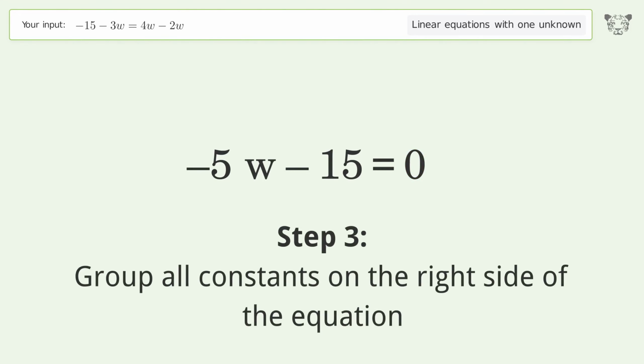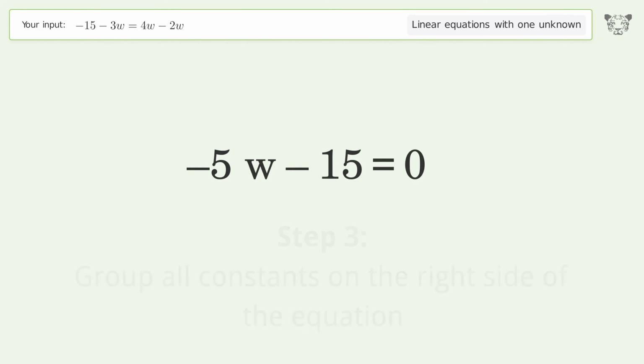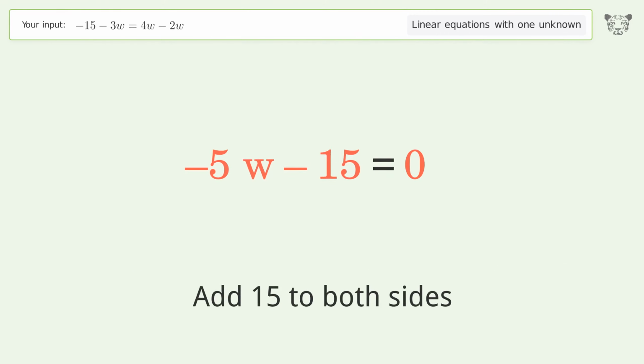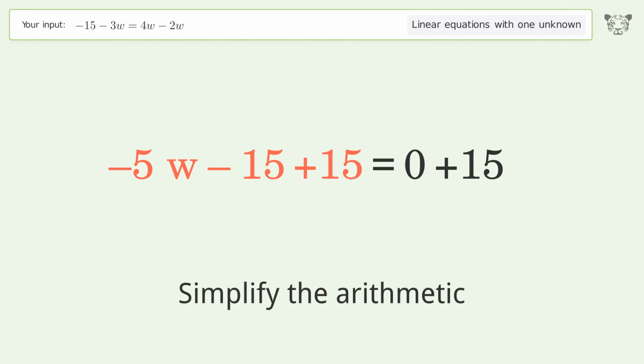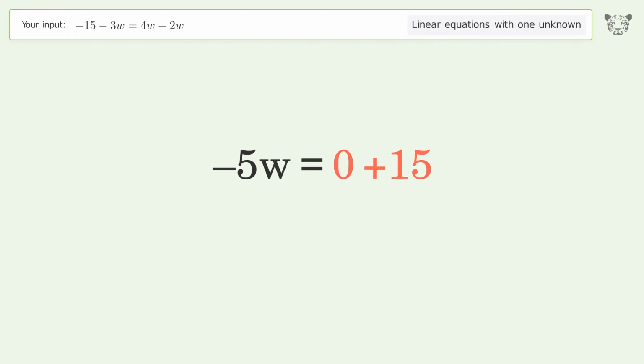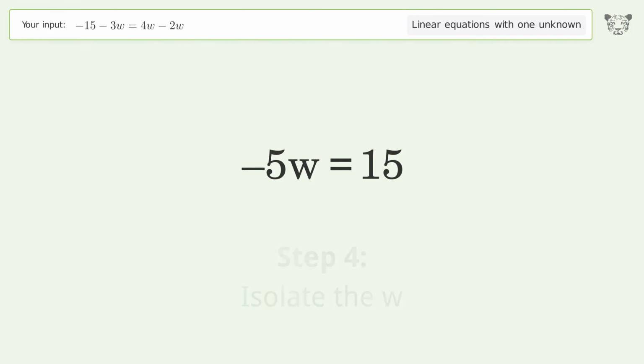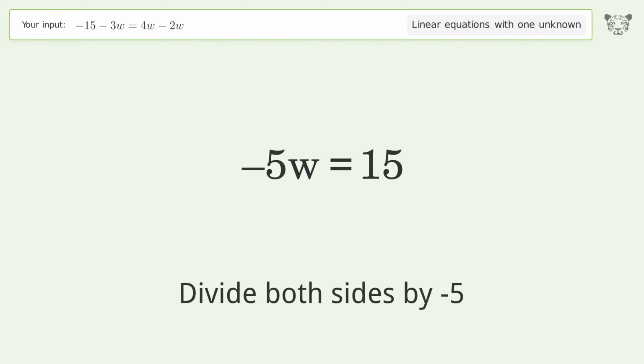Group all constants on the right side of the equation. Add 15 to both sides. Simplify the arithmetic. Isolate the w. Divide both sides by -5.